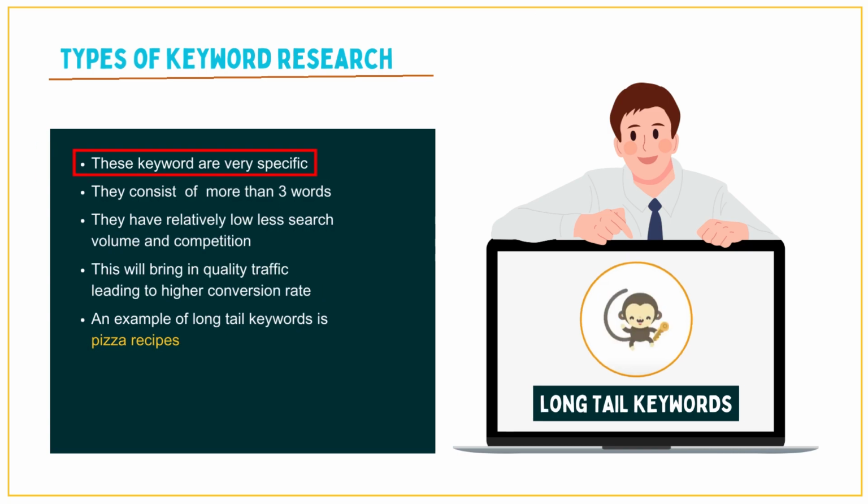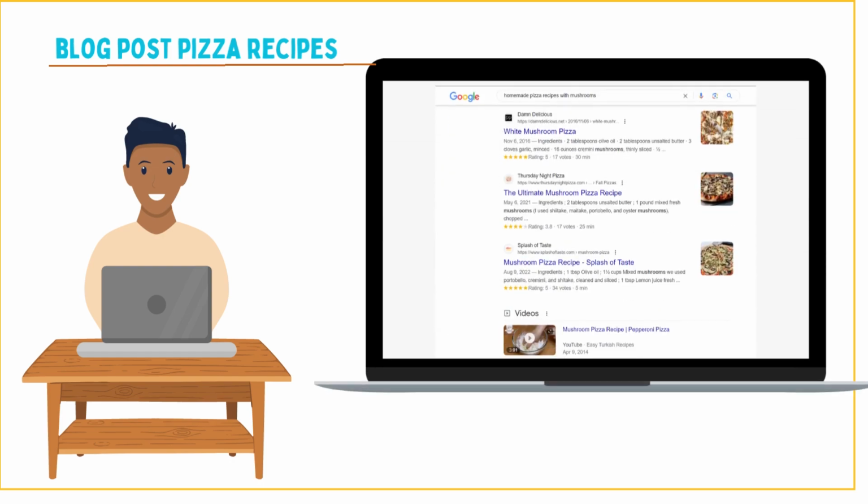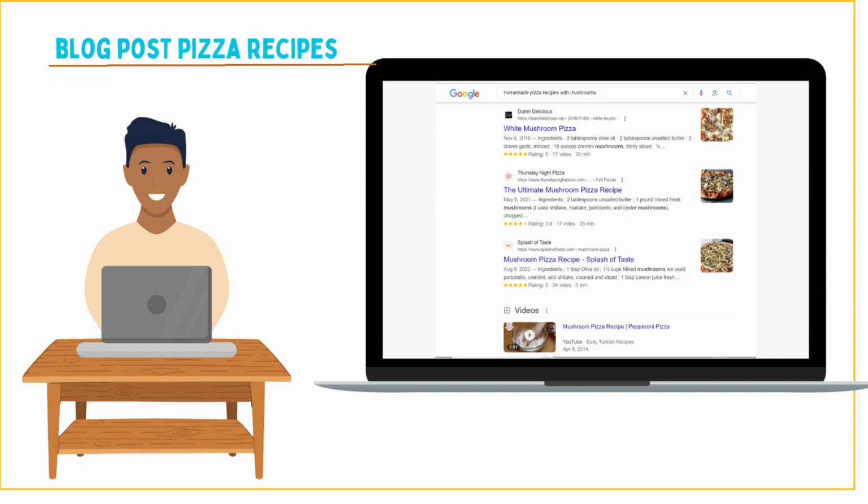Long-tail keywords are highly specific and typically consist of more than 3 words in the search query. They tend to have lower search volume and competition. As a result, there is a higher likelihood of achieving faster and higher ranking for these long-tail keywords because fewer websites are targeting the same keywords. The advantage of this is that if, for example, you have a blog post about homemade pizza recipes with mushrooms, using the long-tail keyword homemade pizza recipes with mushrooms ensures that you attract the right kind of traffic, people specifically searching for that type of pizza recipe.